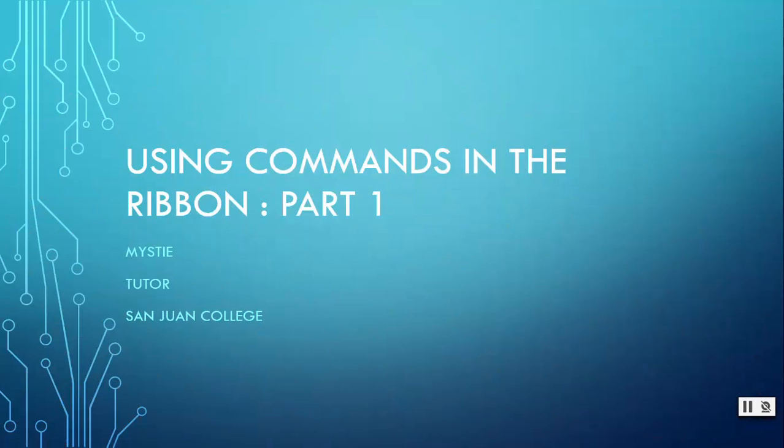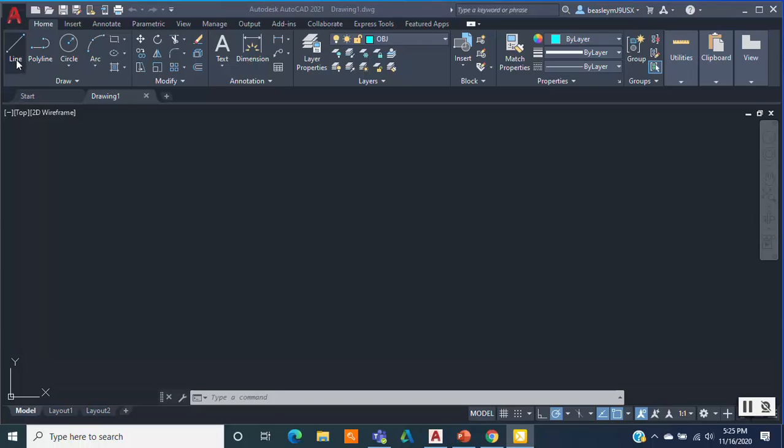Today, I would like to talk to you about using commands in the ribbon in a software program called AutoCAD. The ribbon can be found along the top of your screen and should look similar to this. Today, we're going to be talking about the Home tab in the ribbon. The Home tab is divided into different sections. In this video, we will be looking at the sections of Draw, Modify, and Annotation. We will start with the section labeled Draw.